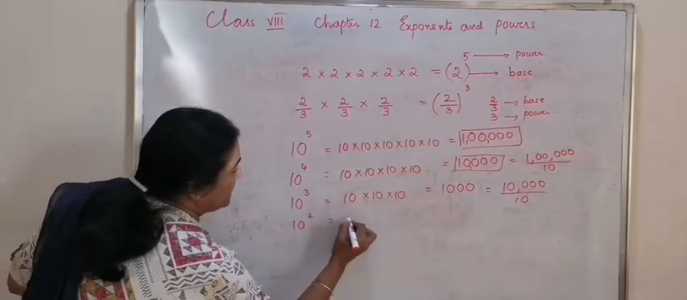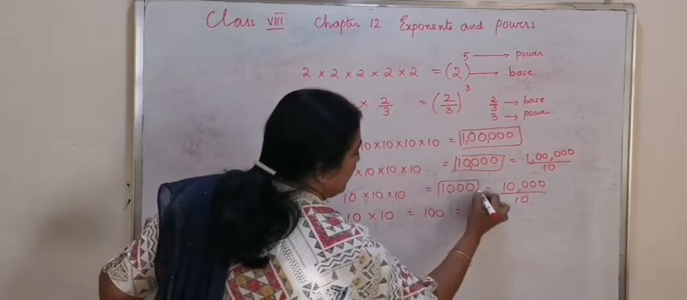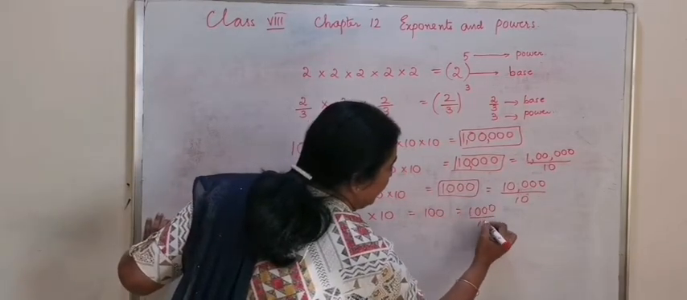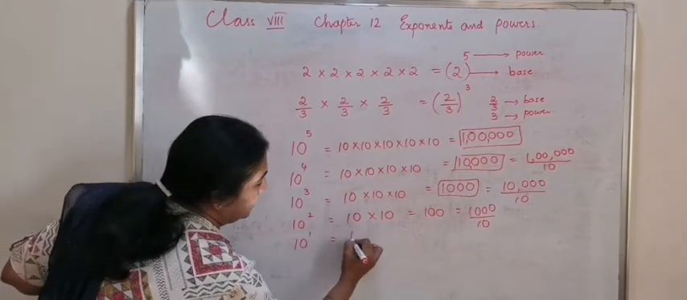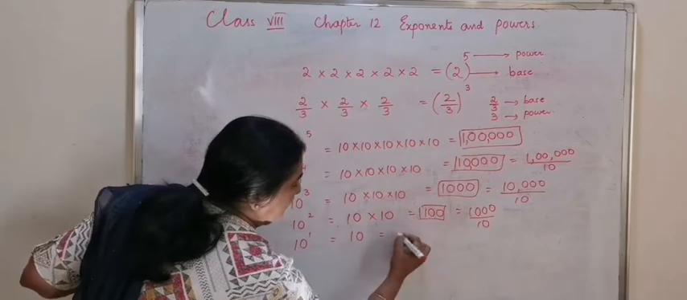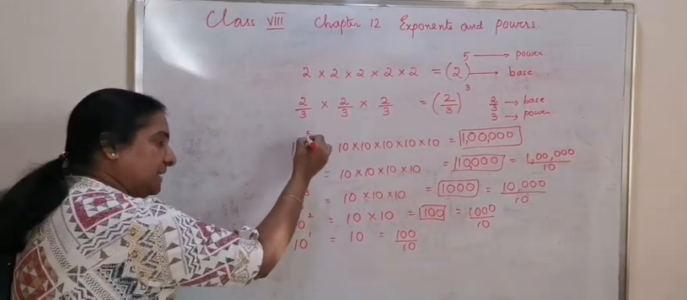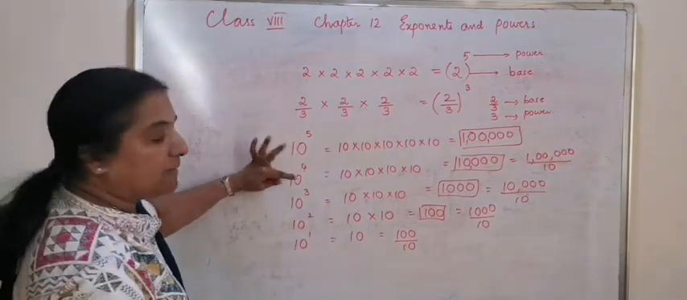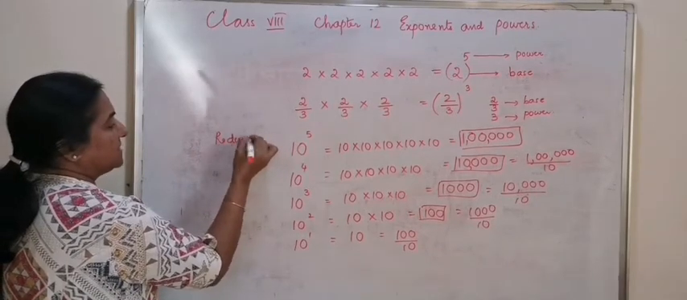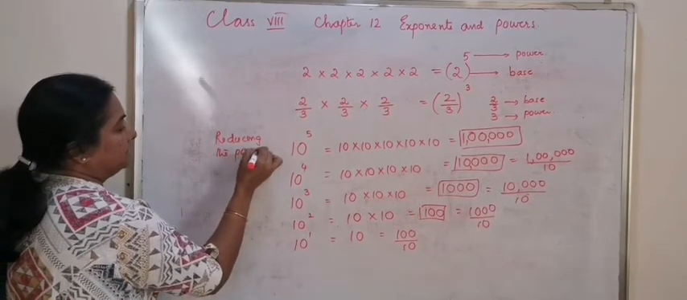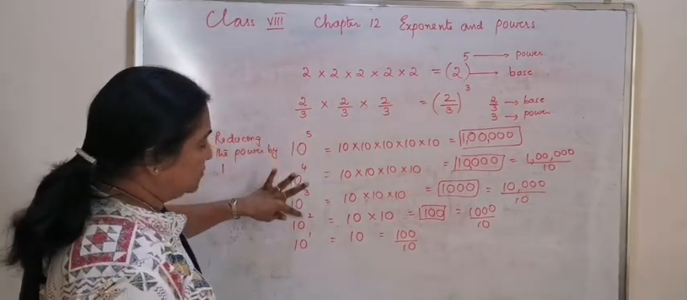10 squared is the same as 10 into 10, which is equal to 100. It's also the same as 1000 divided by 10. 10 to the power of 1 is equal to 10. How did you derive it from 100? 100 divided by 10. That means in each step we are reducing the power by 1: 5, 4, 3, 2, 1.